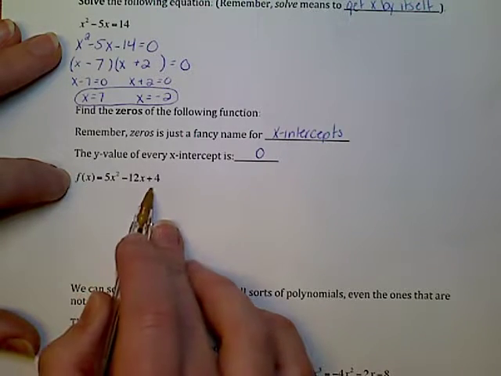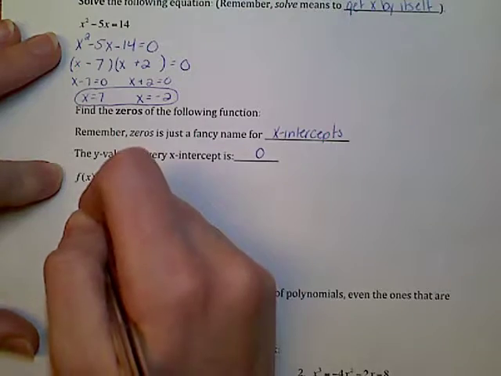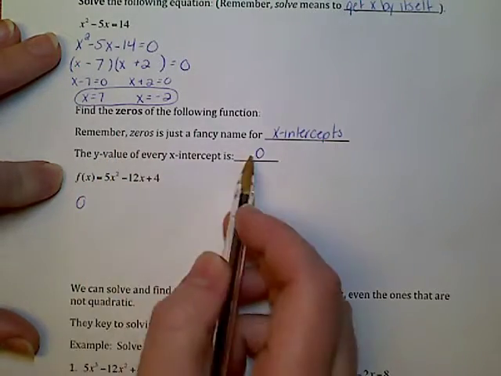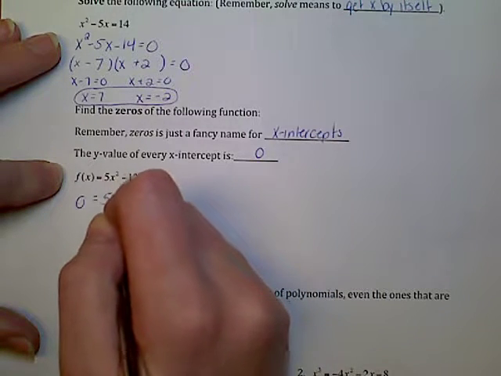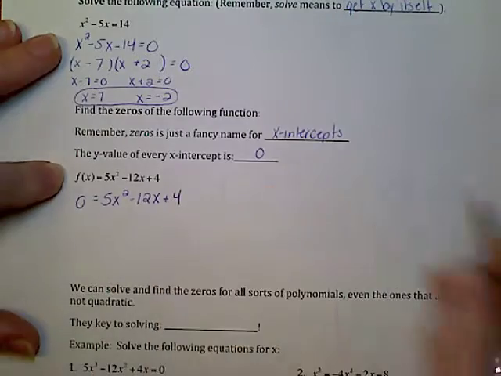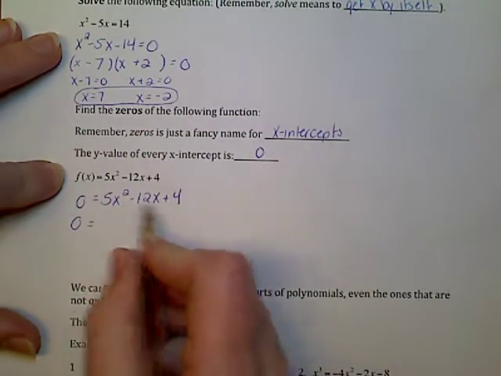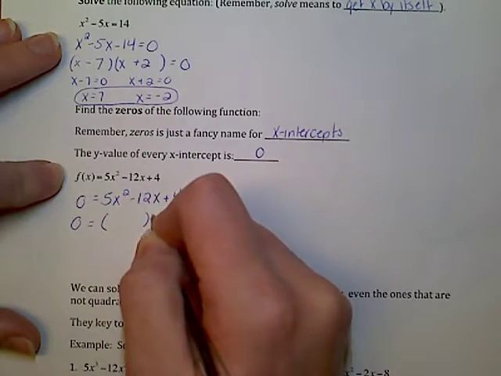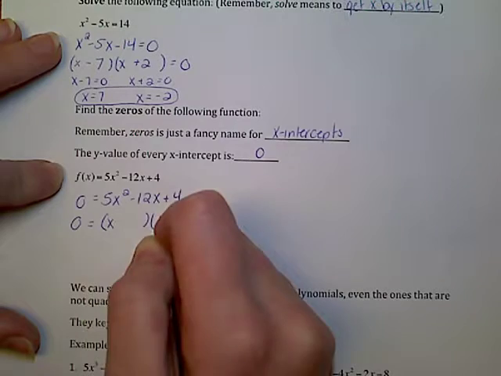Now, when you look at this equation, initially you don't see a y, but you should remember that f of x represents y. And I just told you that the y value is 0. So I can plug a 0 in for y. And now I've got to find the x-intercepts. Well, that means I have to solve for x. So again, I'm going to have to try to factor this quadratic trinomial. A little more complicated with the 5x squared.